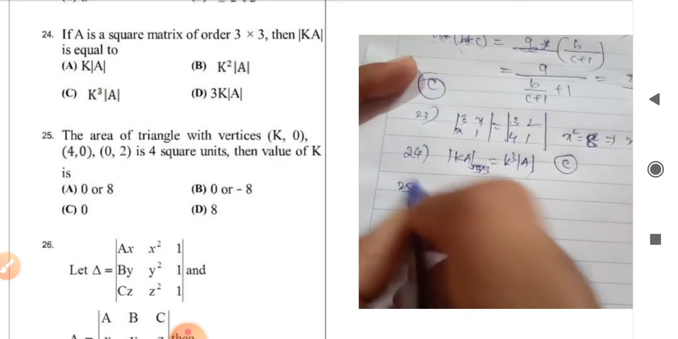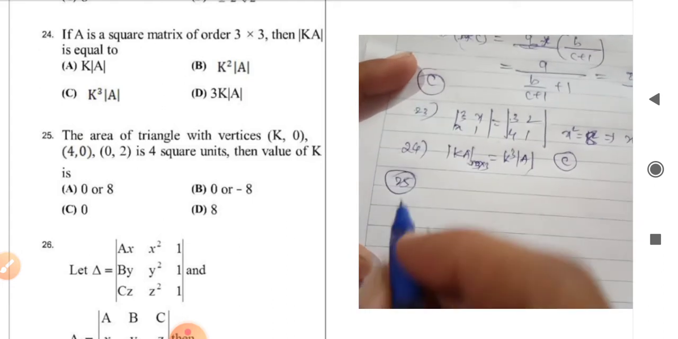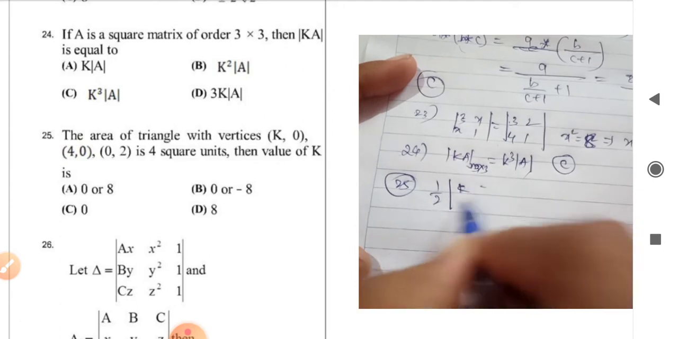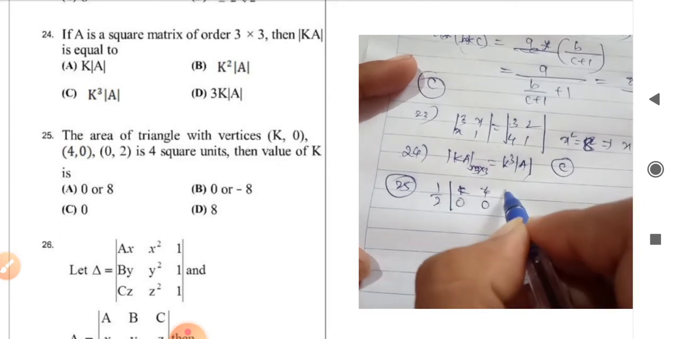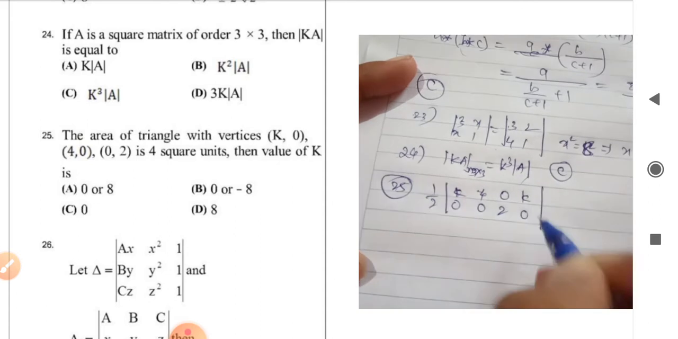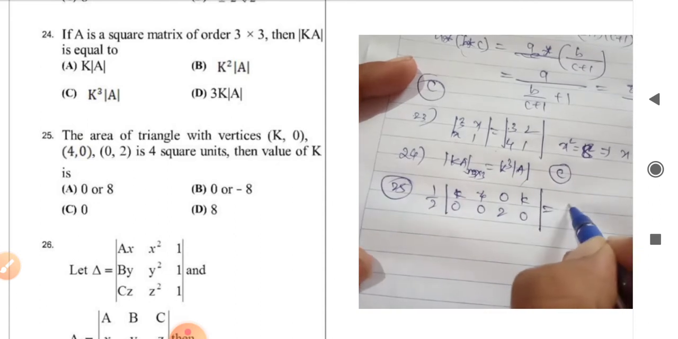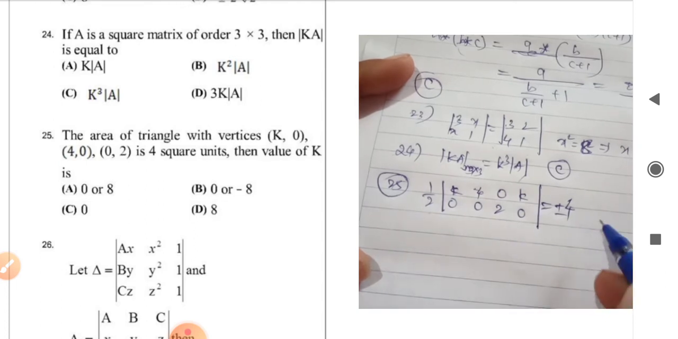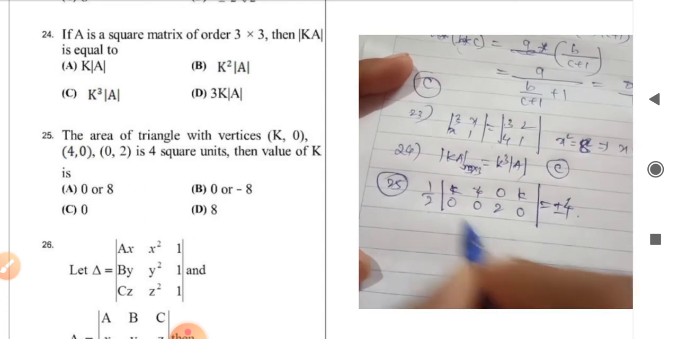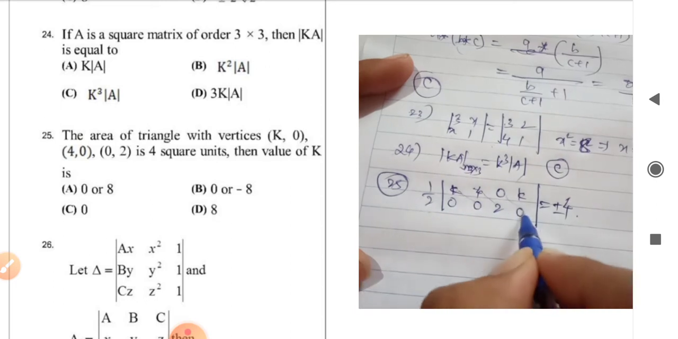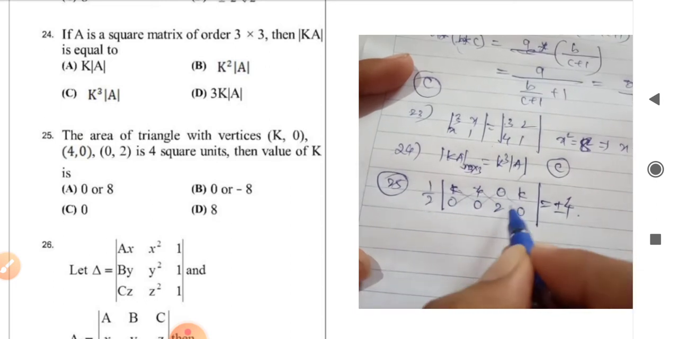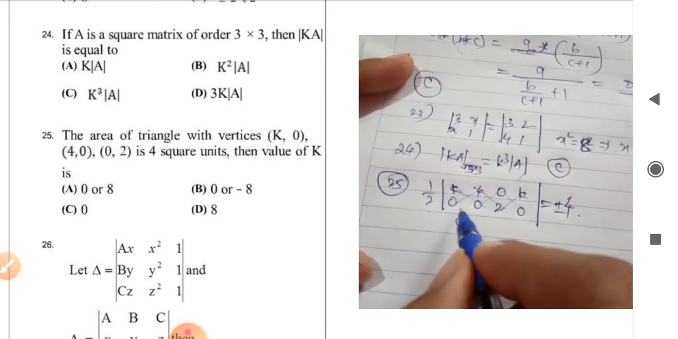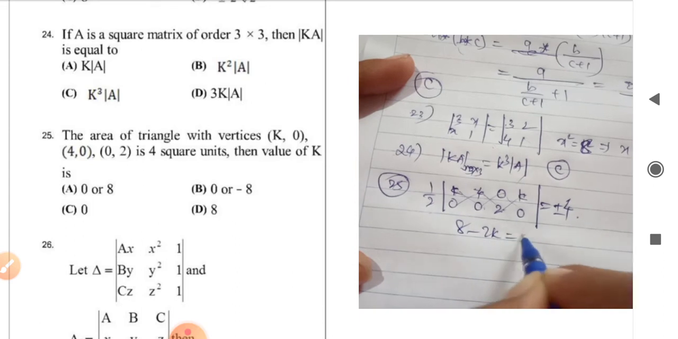Now the 25th problem. The 25th problem, they are asking about area here. Simply what you can do, write in a simple way 1 by 2, k 0 1, 4 0 1, and 0 2 1, and one more time you write k 0 1, and this is equal to, they have given, 4. You can take plus or minus because it's the modulus value. So now half, if you take the right side, you get it as plus or minus 8. Here multiply this minus this, that is k into 0, 0, 4 into 2 is 8, this is 0, and finally you get minus 2k equal to plus or minus 8.